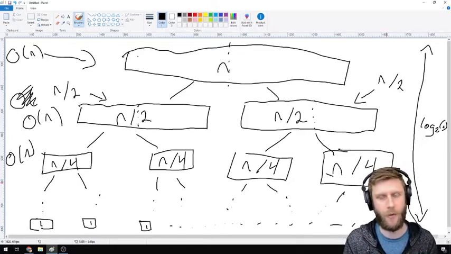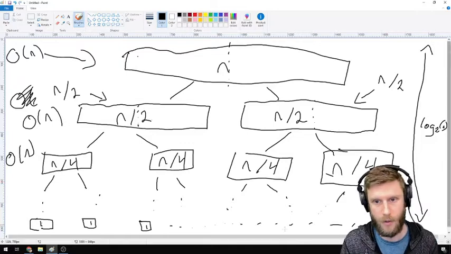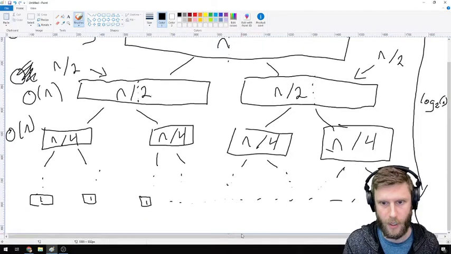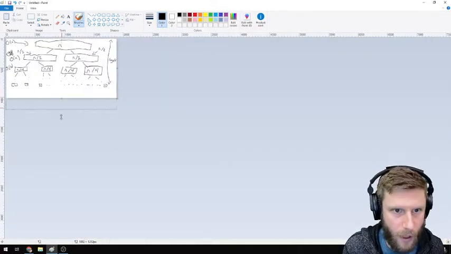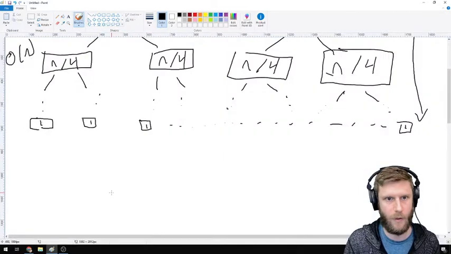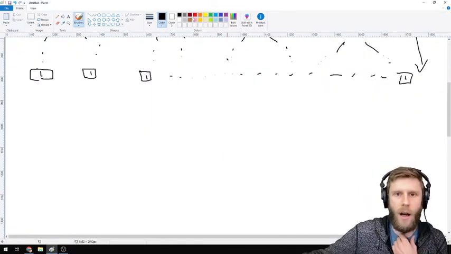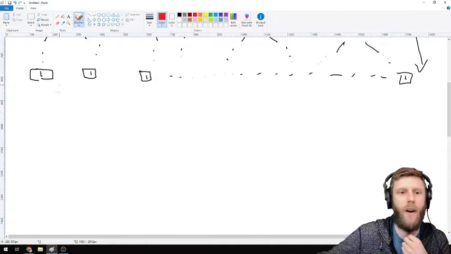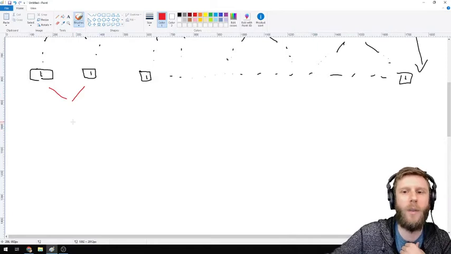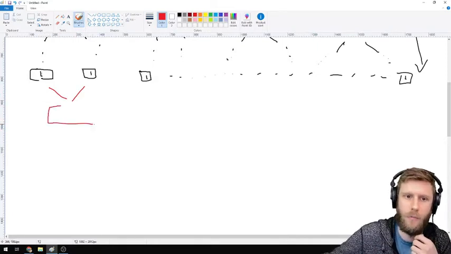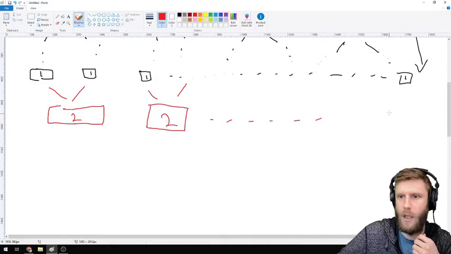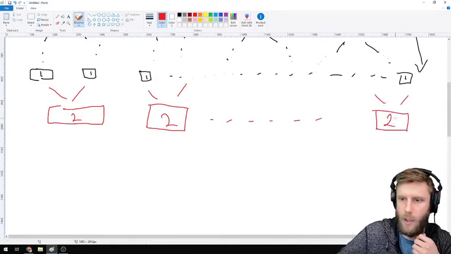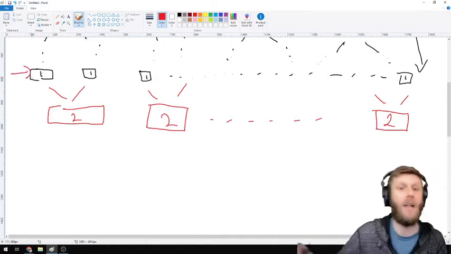Now, of course, all we've done so far is split. So now I have n lists of size 1. If I do merging, if I merge these two things together, we will now have n over 2 lists of size 2. And then this one and the other one, size 2, and so on. So we hit the bottom, and now we need to start merging.